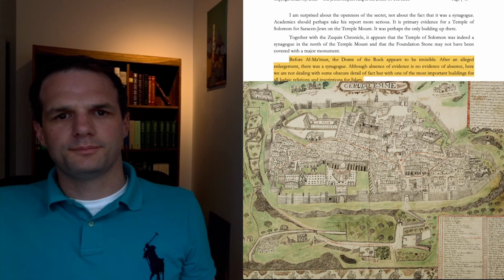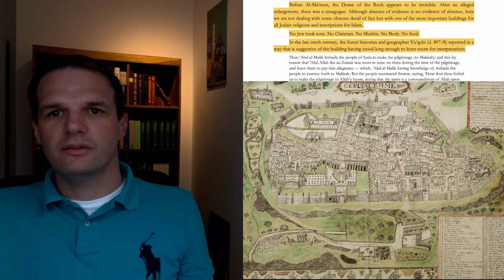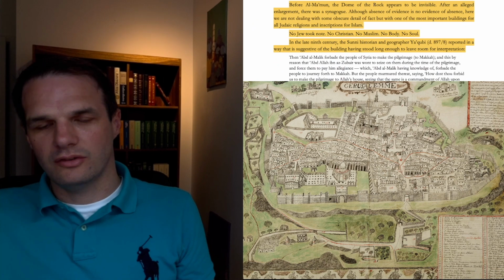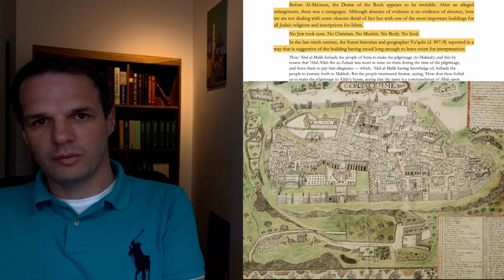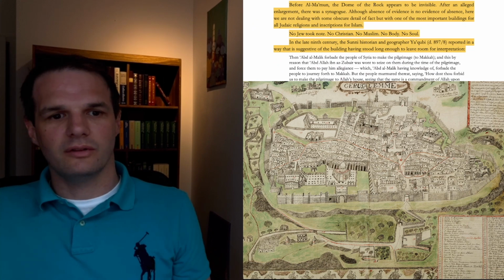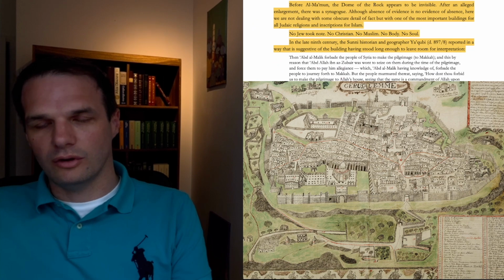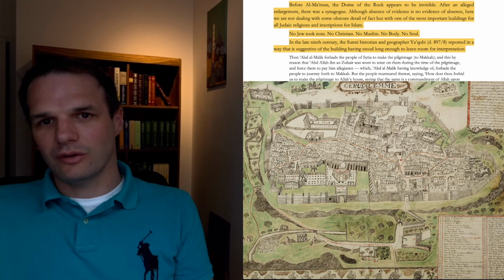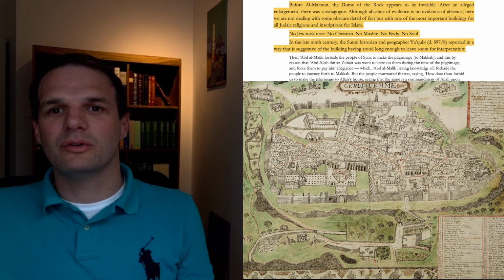All right, let's continue. "Before al-Mamun, the Dome of the Rock appears to be invisible. After an alleged enlargement, there was a synagogue." So he's still working under the assumption that there was no Dome of the Rock, but there was a synagogue to the north of the platform, for which there's absolutely no evidence outside of Bernard's text, which doesn't even talk about that at all. The synagogue he was talking about was the Al-Aqsa Mosque, which is in the very south of the Temple Mount. So yeah, AJ couldn't be more wrong.